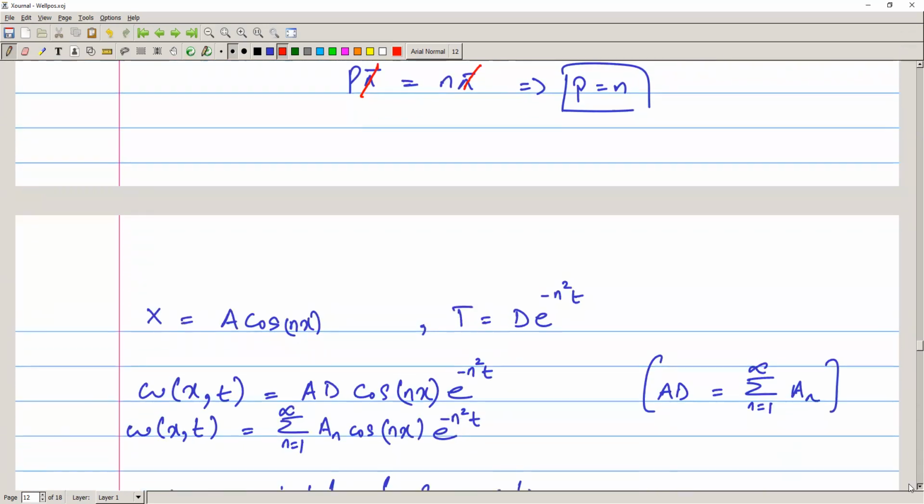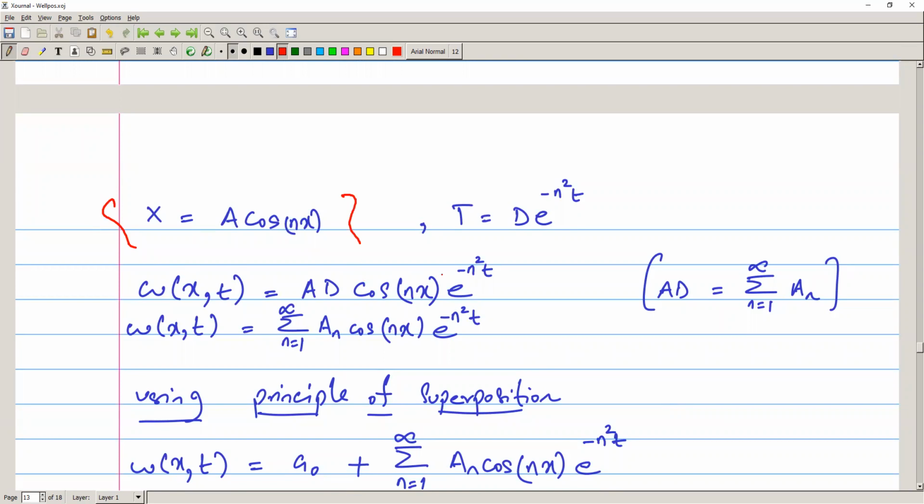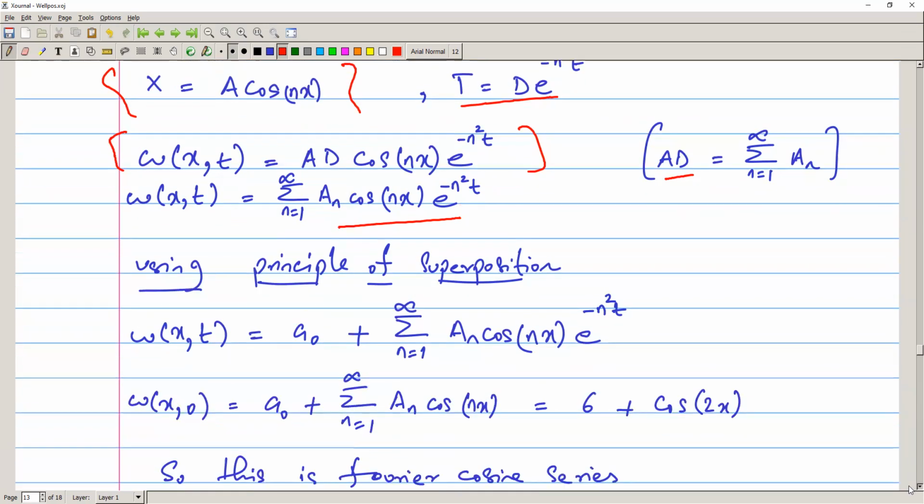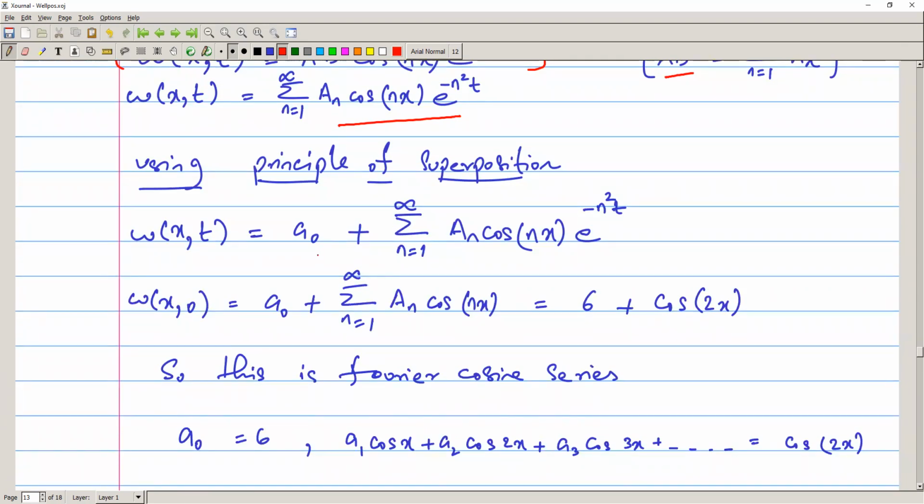Therefore, we will plug the value of p in the equation. So we will get X is equal to a cos nx, because b is 0. We already saw that by applying the boundary condition, and T is equal to e to the power negative n squared t. And we can combine the solution here. Then we know that this can be written as a series, so w(x,t) will be equal to the summation n equals 1 to infinity of a_n cos nx e to the power negative n squared t. Here we'll use the principle of superposition because we got two non-trivial solutions, that is for case 1 and case 3. So this will be a naught plus all of this function.